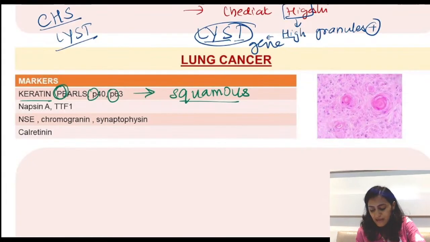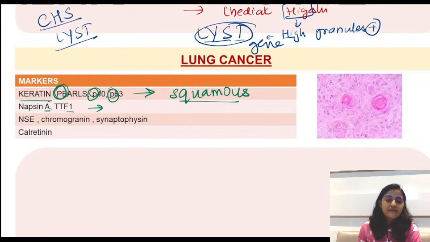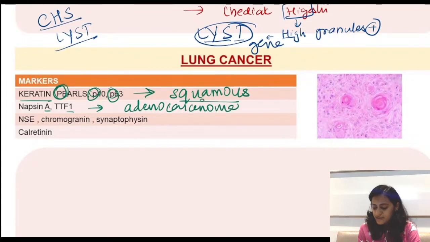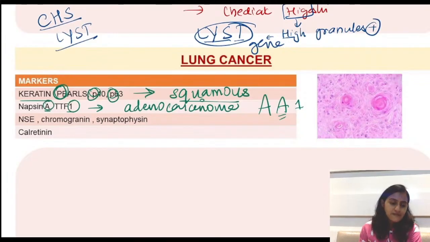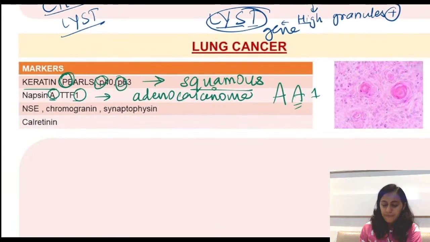Wherever there are keratin pearls, remember the marker is P40 and P63. Napsin A, TTF1. This is with adenocarcinoma. So remember, adenocarcinoma is Napsin A; A is the first alphabet. And that is TTF1. So remember, this is adenocarcinoma.